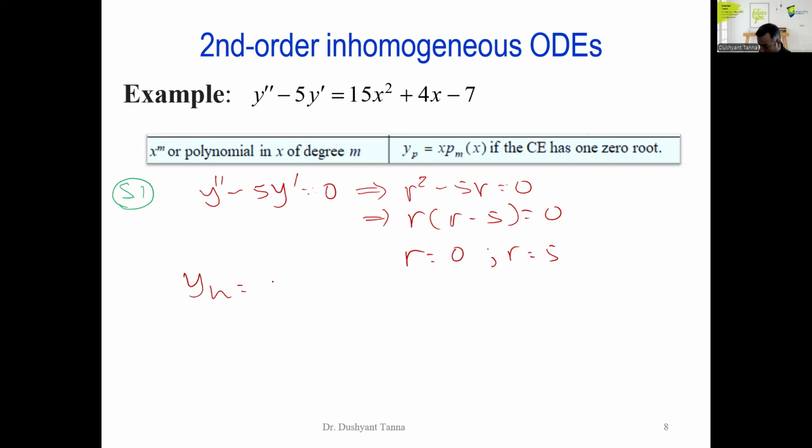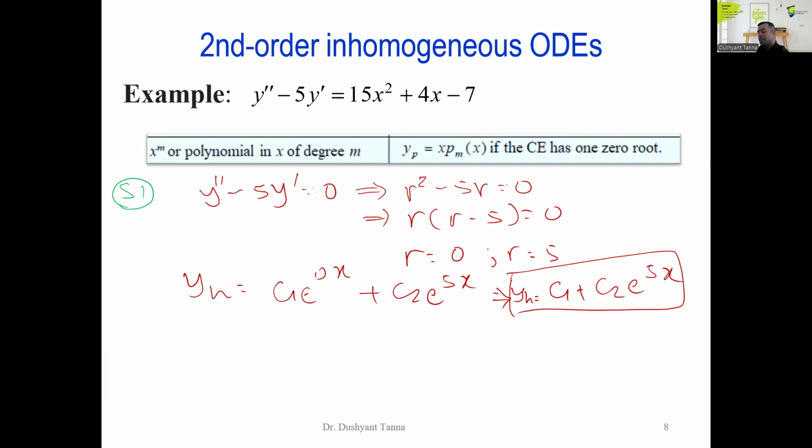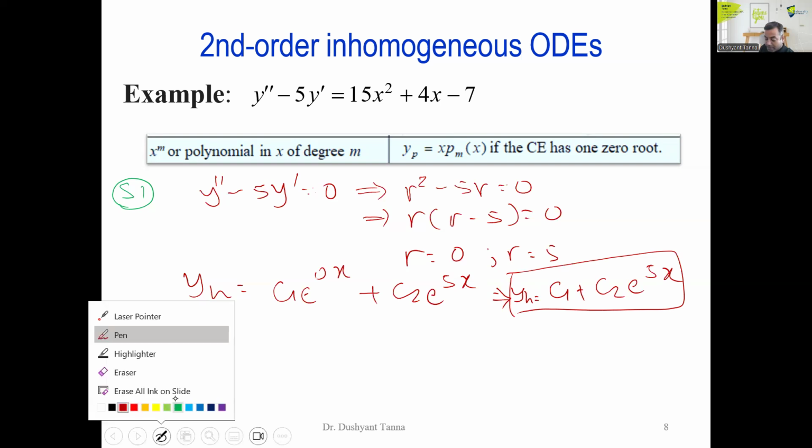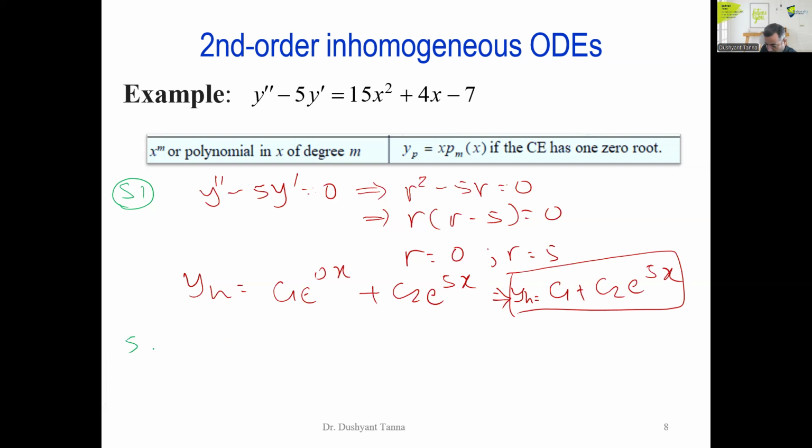Your yh is c1 e raised to 0x, that is c1 plus c2 e raised to 5x, which is my YH. First step clear. Okay, and now we worry about second step, and there all this table and everything will come in place. Step 2. What's that one? If CE, the characteristic equation, has 1 0 root. Yes, it has 1 0 root.